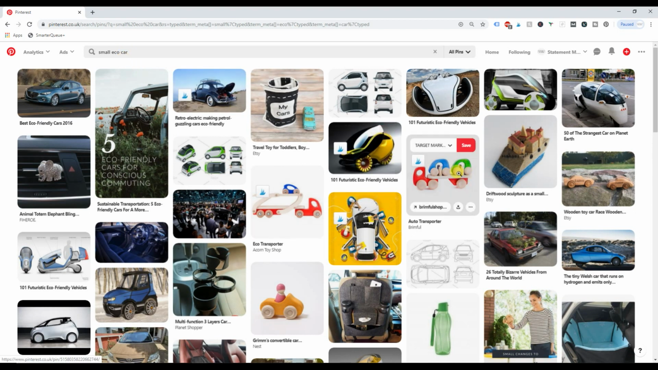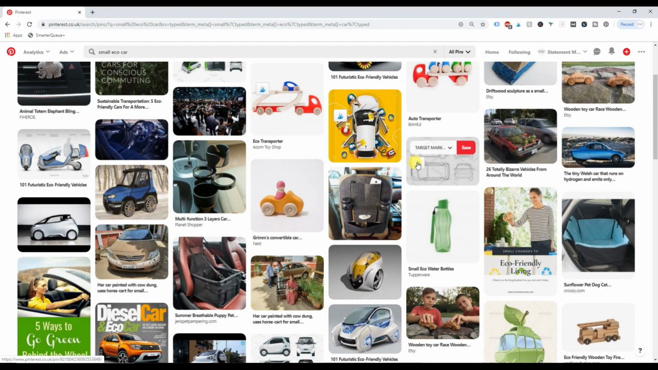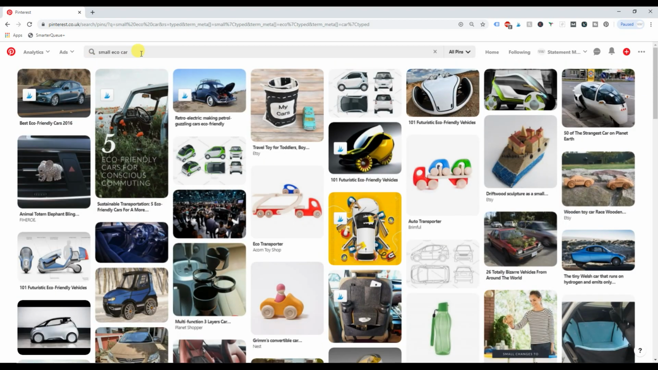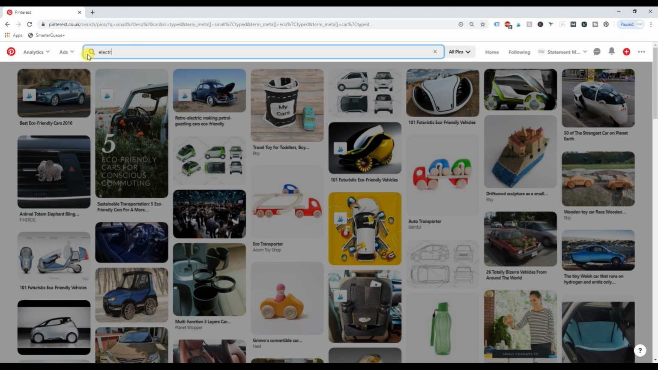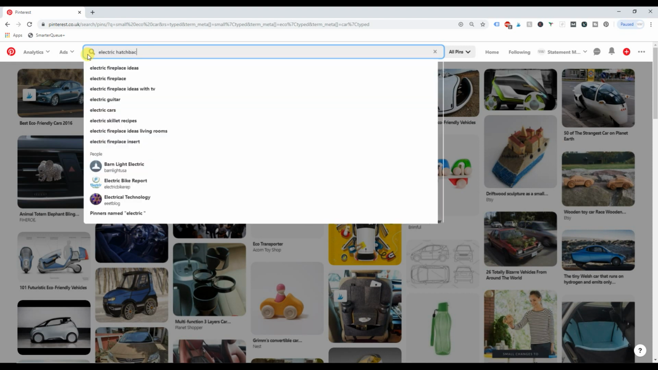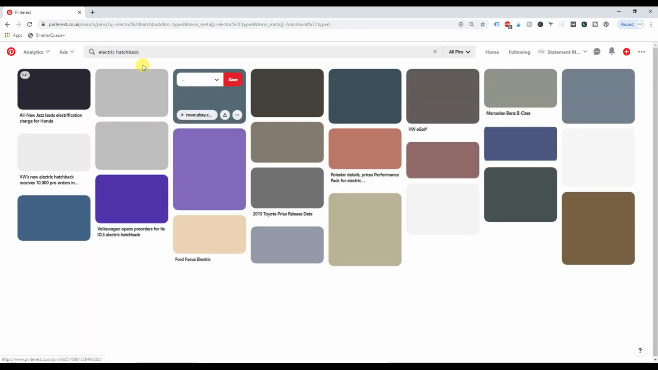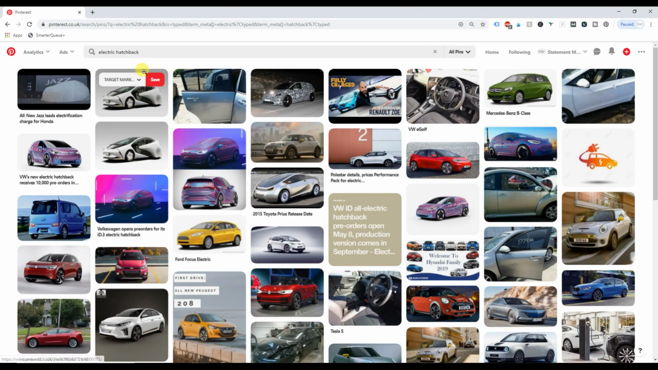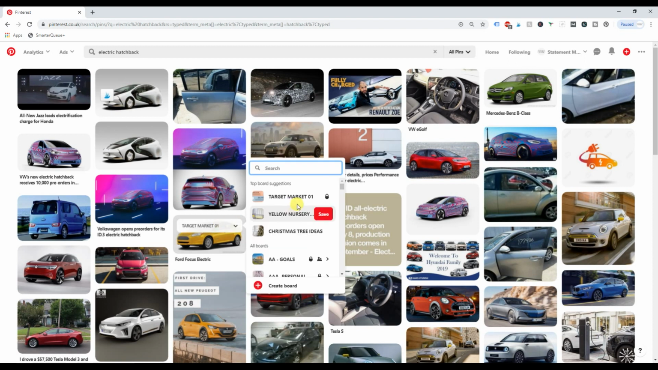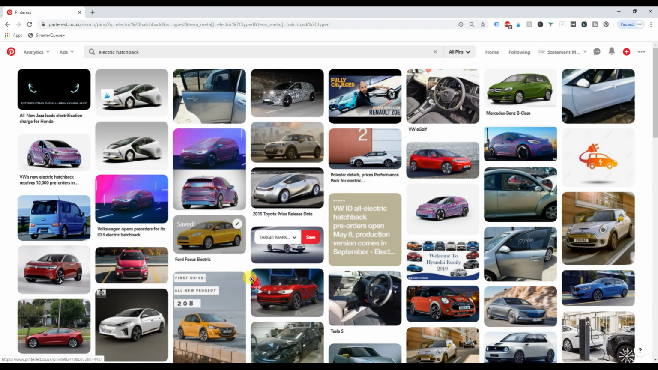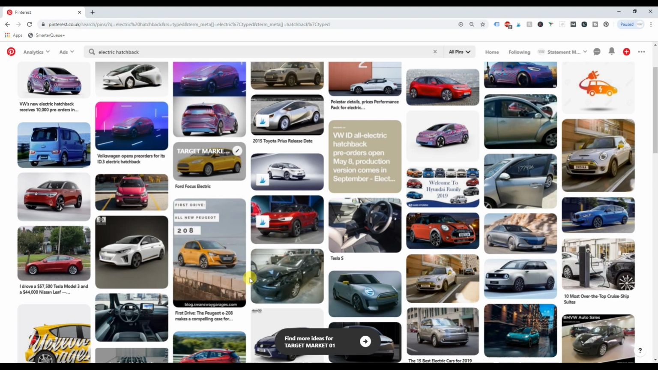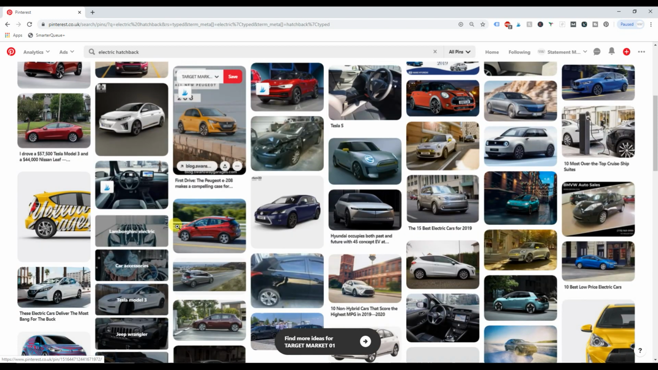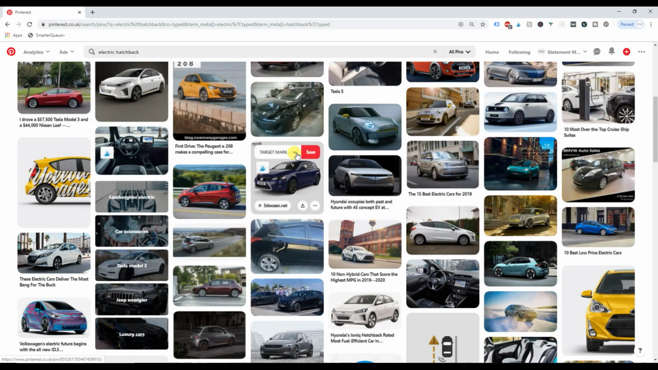Not a wooden car. I don't think you could commute on a wooden car. I've just missed the obvious here. Electric hatchback. In London, obviously, parking is a little bit of a nightmare. Electric hatchback. Ford Focus electric. Maybe if it's got five doors, so she could get her and her kids out easily. Let's go with that one as well.